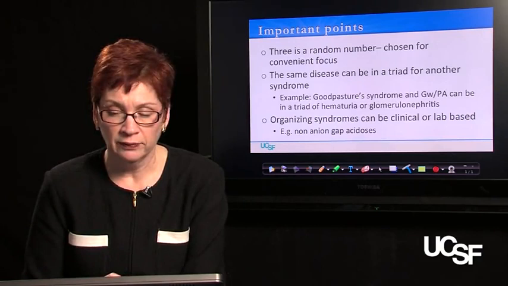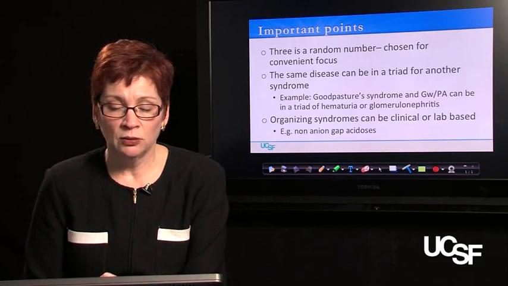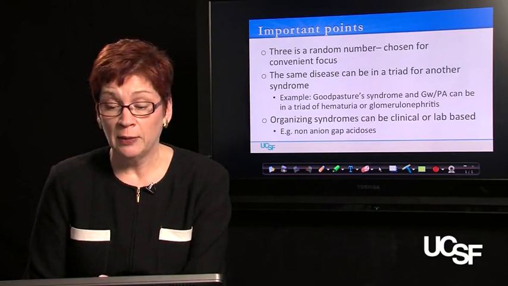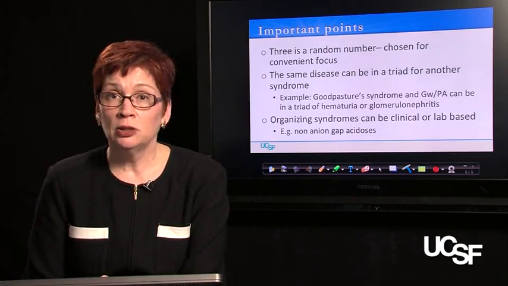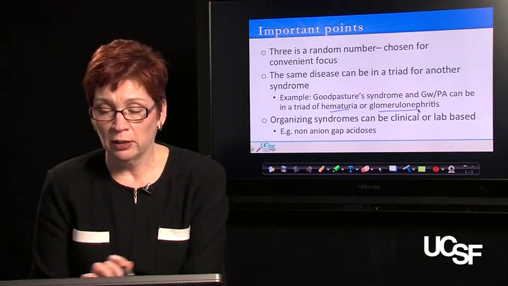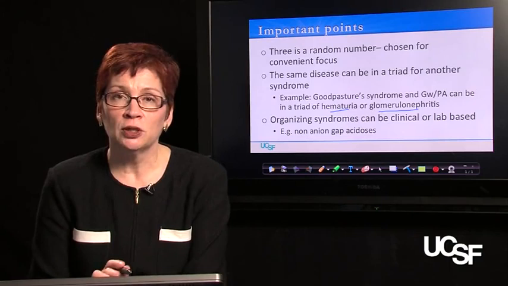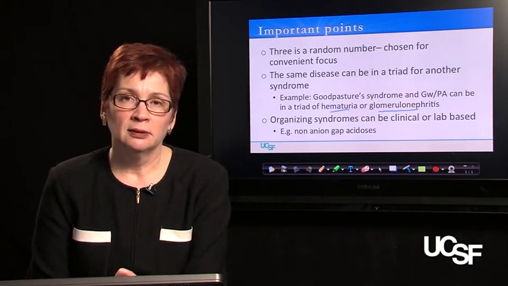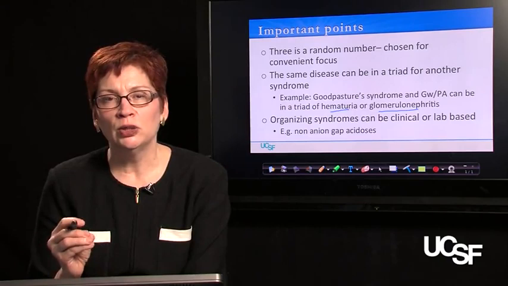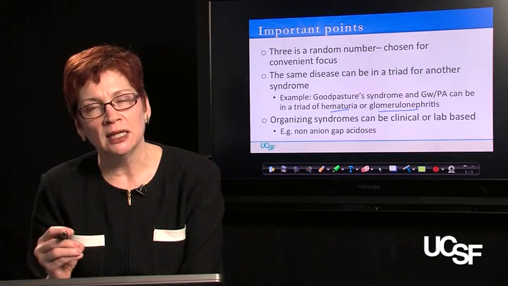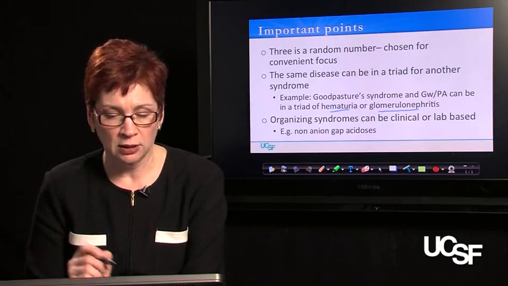The second thing that you'll realize very quickly as you begin to read is that the same disease can be in a triad for another syndrome, right? So for example, Goodpasture syndrome and granulomatosis with polyangiitis could also be present in a diagnostic triad for the syndrome of hematuria or for glomerulonephritis. And lung cancer could be in a diagnostic triad for shortness of breath or chest pain or a significant weight loss. What's most important is, regardless of the syndrome that your patient is presenting with, always read about at least 3 diseases that could cause that syndrome and read about them in the same sitting to be able to facilitate those compare and contrast neural network connections.